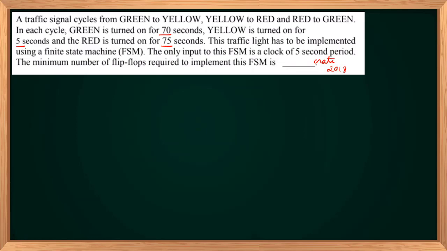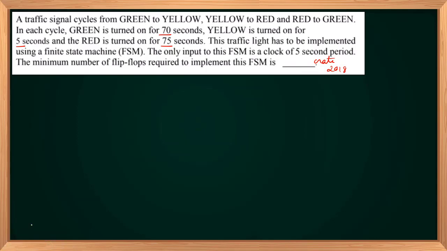A traffic signal cycles from green to yellow, yellow to red, and red to green. In each cycle, green is turned on for 70 seconds, yellow is turned on for 5 seconds, and red is turned on for 75 seconds. Then it should repeat. This traffic light has to be implemented using a finite state machine. The only input to this FSM is a clock of 5 second period. What is the minimum number of flip-flops required to implement this FSM? It's a GATE 2018 EC question, 1 mark.